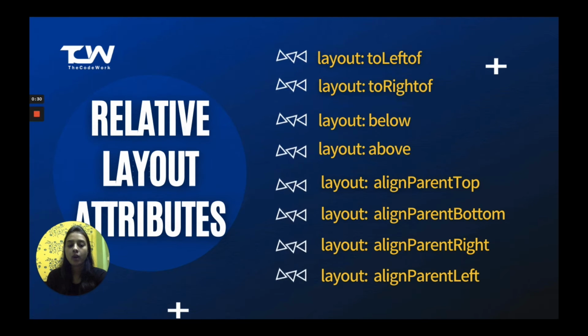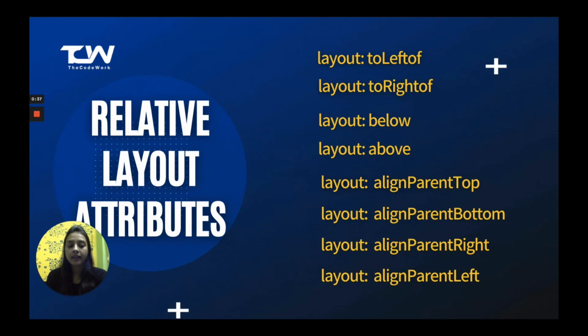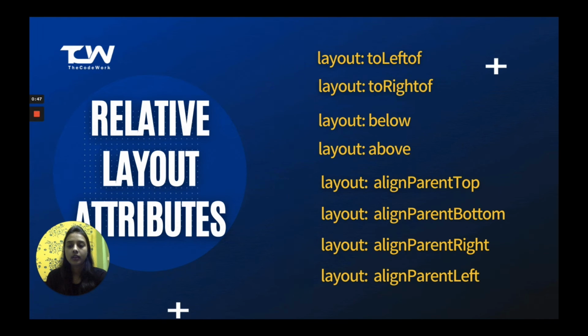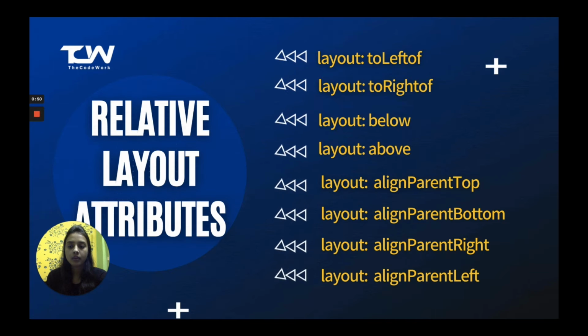And if we want to place our view top and bottom of our parent, then we use the align parent top attribute for top, align parent bottom attribute for bottom of parent, and same for the left and right. Let's see the example of relative layout.